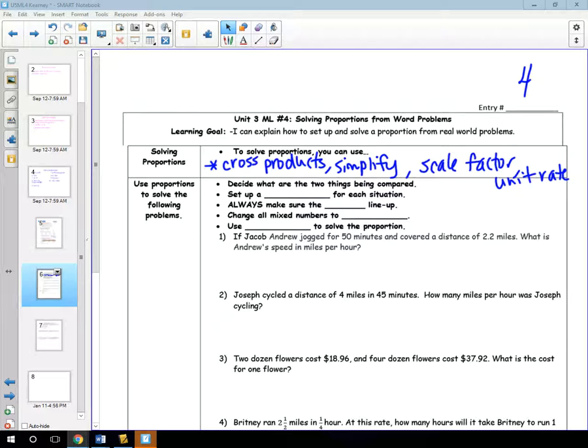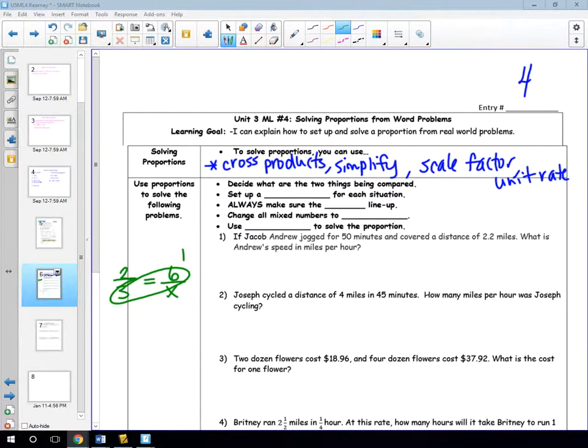So I want you to consider the following proportion: 2/3 equals 6 over x. We've got to figure out what value of x would make these two ratios proportional to each other. One thing we learned in our last mini lesson was that in order for two ratios to be proportional, their cross products had to be equal. So 3 times 6 is 18, 2 times x is 2x, and we know that those must be equal. So we've got to figure out 2 times what value would give you 18.